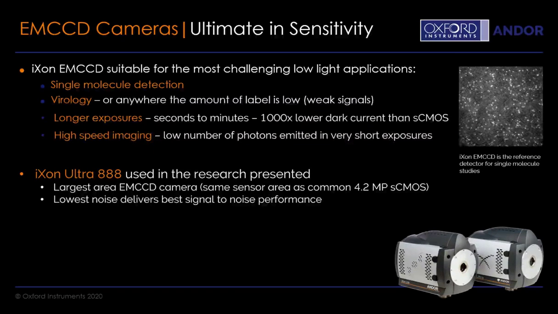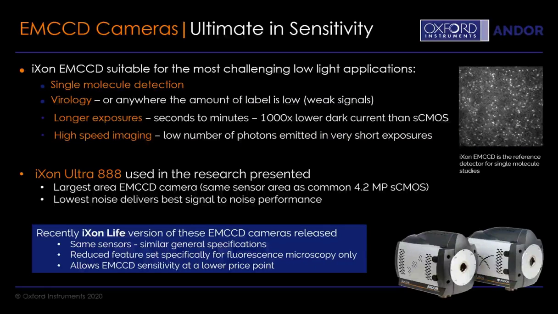And in this work that has been presented, it was the Ixon Ultra 888 that was used, and that is the largest area EMCCD sensor and camera format that you can get, and it's actually the same sensor area as that common 4.2 megapixel sCMOS camera, so it's quite a large field of view from that camera. And with the deep cooling that camera has, it also allows you to have the lowest noise and deliver the best signal to noise ratio performance that is possible to get for those weakest signals.